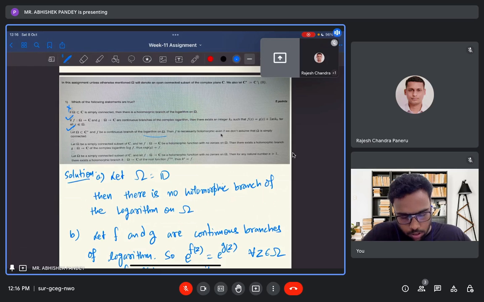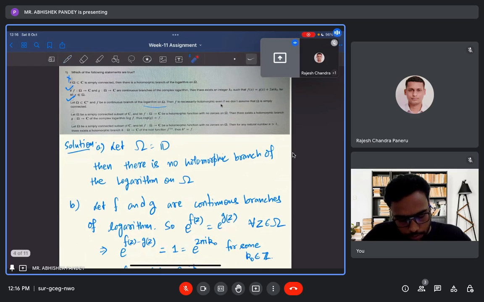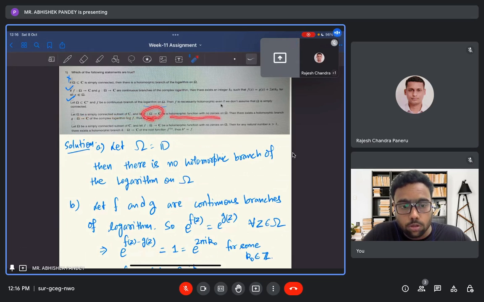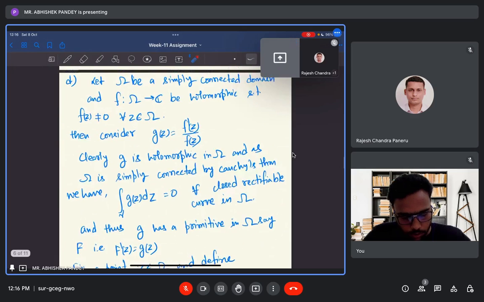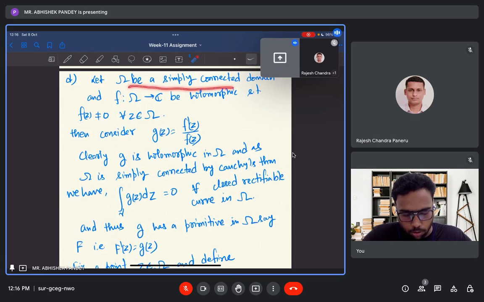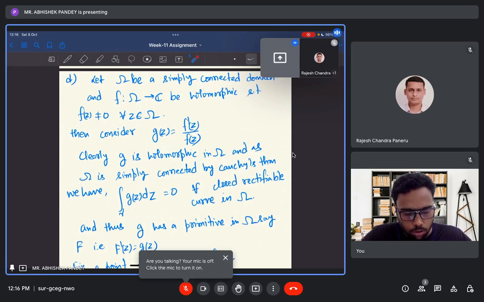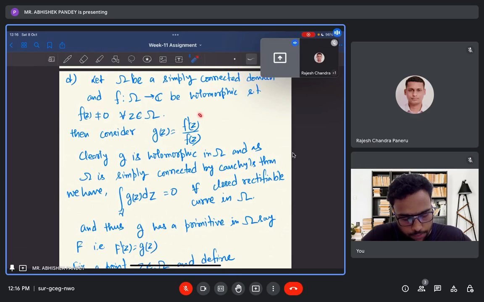Now the next question is quite important. Let omega be a simply connected subset of C and let f from omega to C be a holomorphic function with no zeros on omega, then there exists a holomorphic branch g of the complex logarithm of f. So this we will prove. Let omega be a simply connected domain, and f from omega to C be holomorphic such that f(z) is non-zero for all z belonging to omega. Then you can define this one, and clearly g is holomorphic in omega.